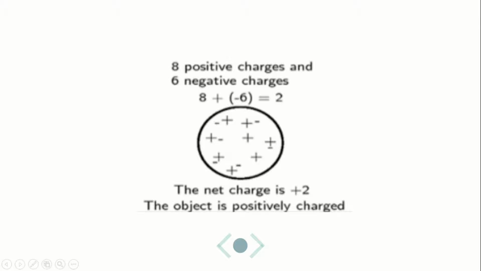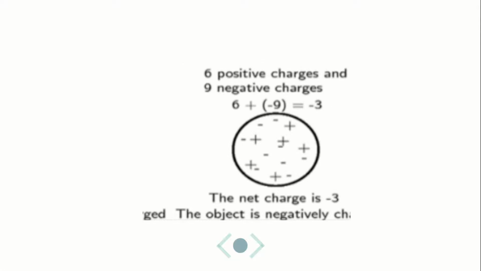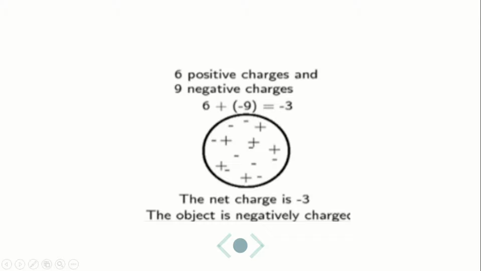Let's take a look at the second one. This one has 8 positive charges and 6 negative charges. That is +8 plus -6. This gives you +2. The net charge then is +2. So you can say the object is positively charged.